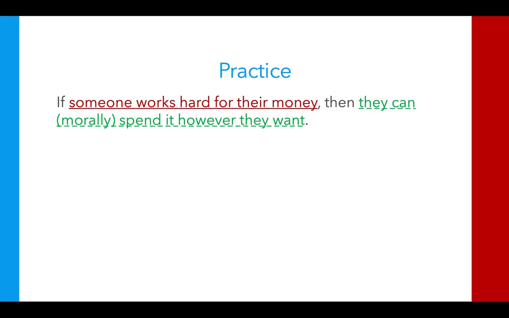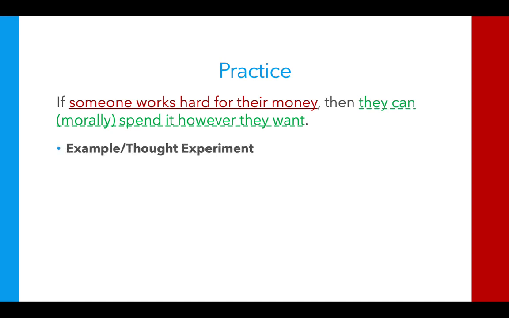And then as a final example, Peter Singer has this paper in which he argues that we have an obligation to donate money to famine relief. And one objection to this that people tend to give is one that appeals to this premise. Right? If someone works hard for their money, then they can spend it however they want, morally speaking.